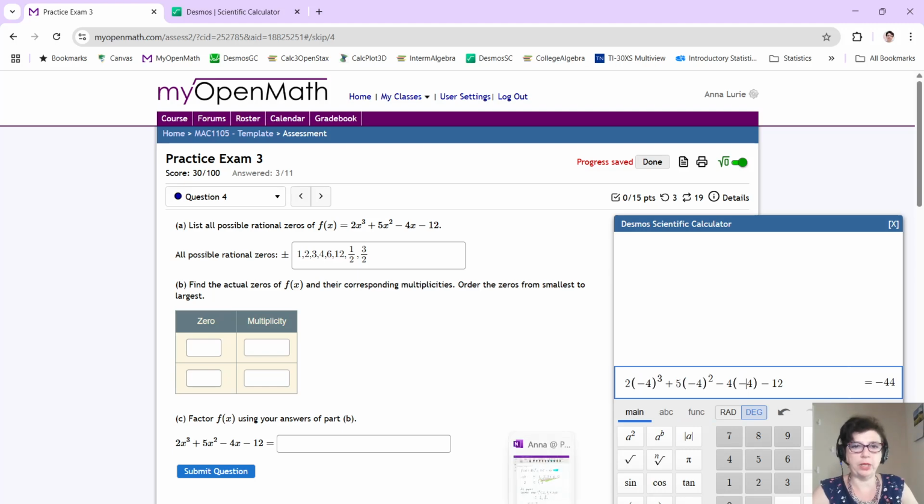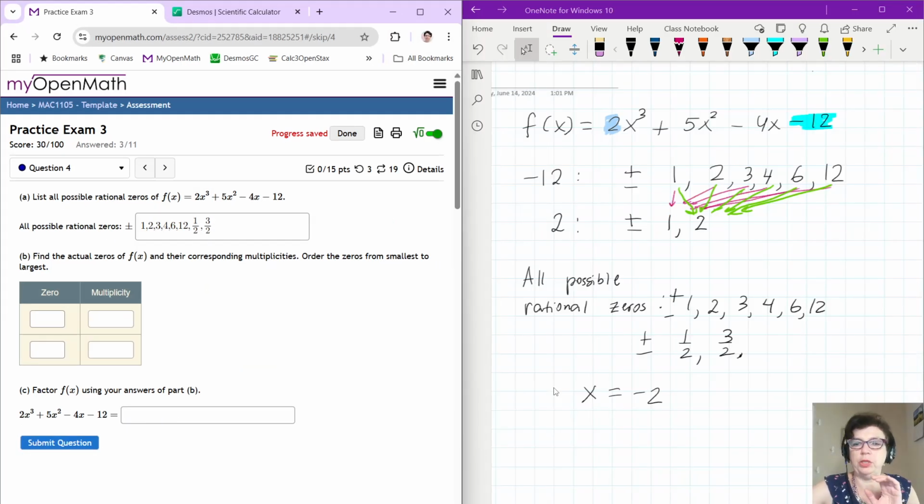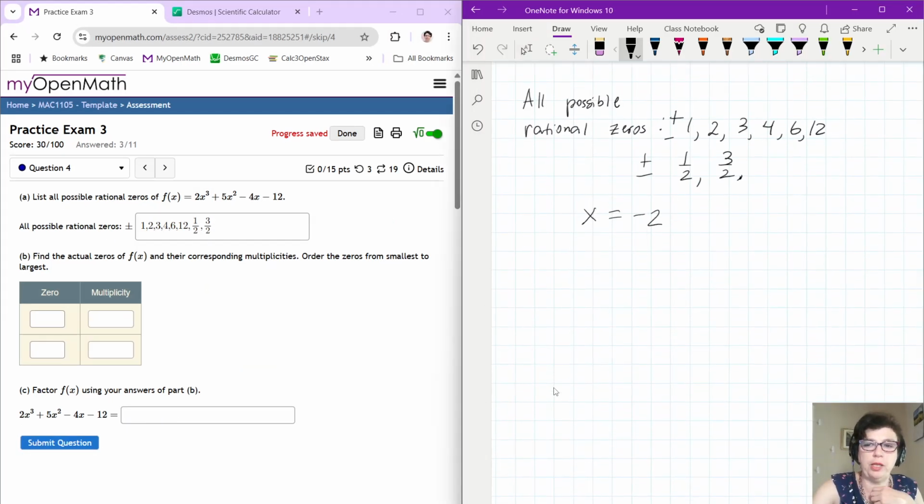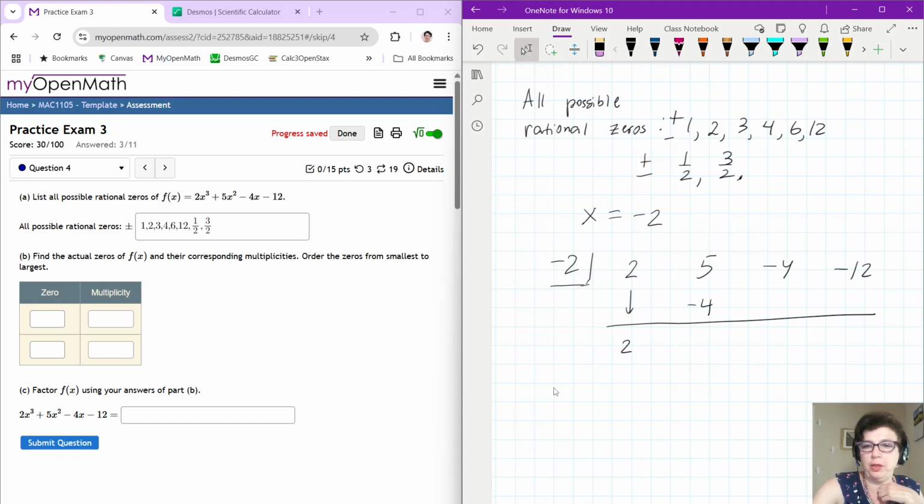Okay, so then what I'm going to do, if I just get too lazy to check all of them, is go ahead, knowing already that x equals -2 is one of the zeros, and do synthetic division. So you're going to do 2, 5, -4, -12. Bring the 2 down, then multiply. This is going to be -4. Add them up, that's 1. Multiply these two, -6 times -2, that's 12, that's 0.